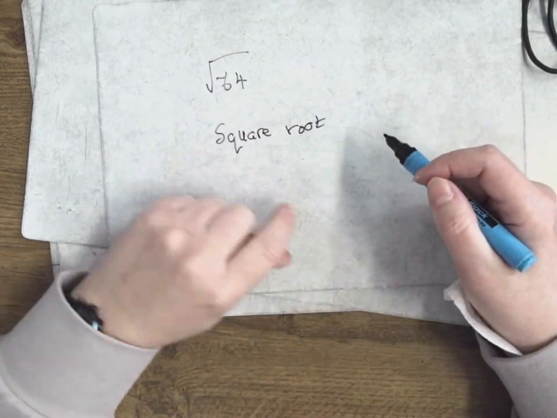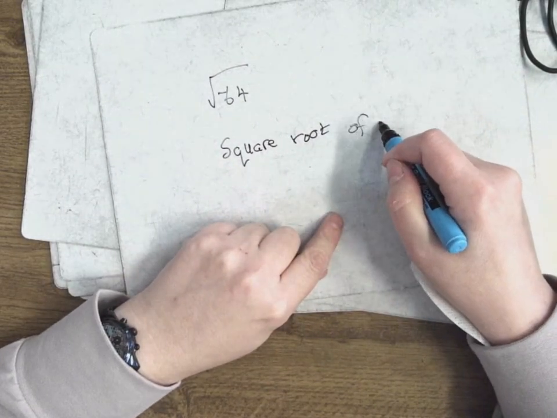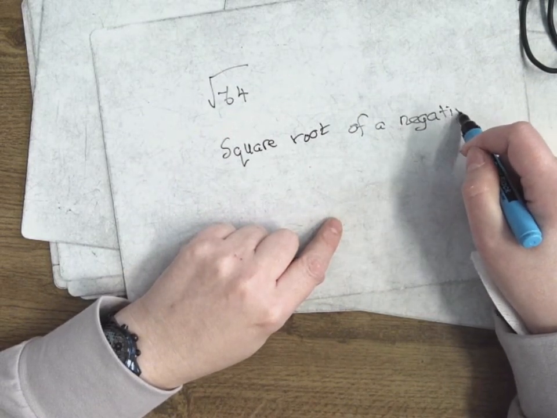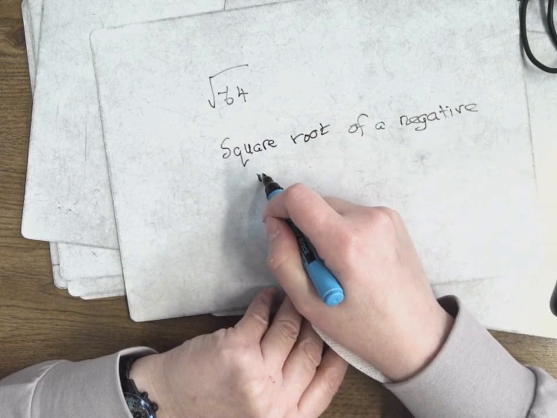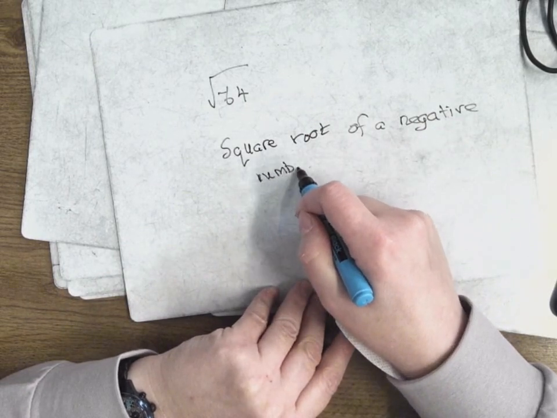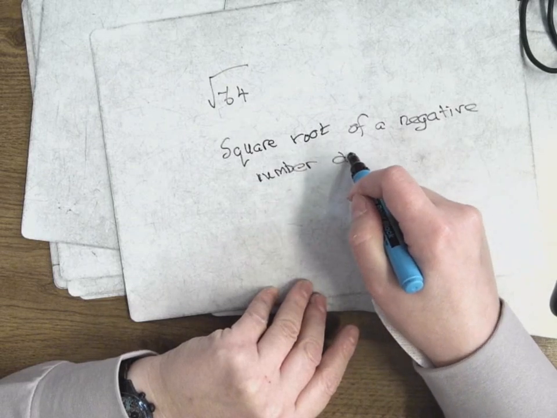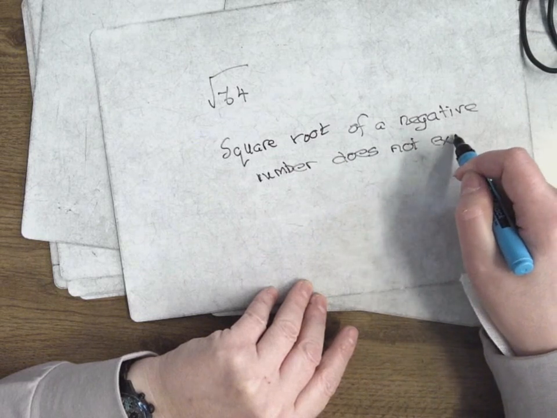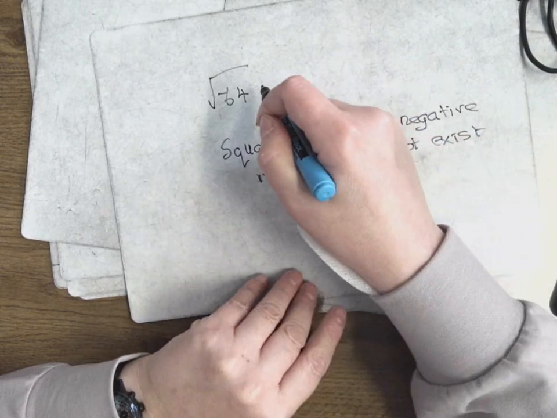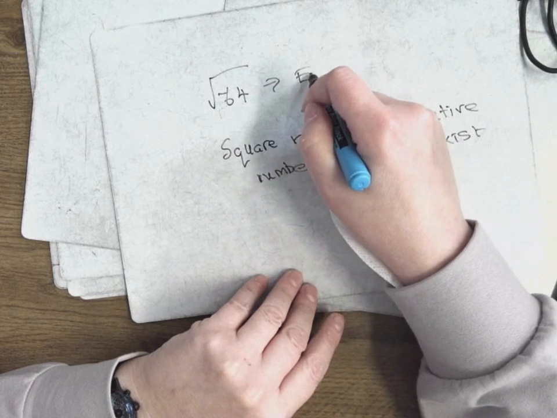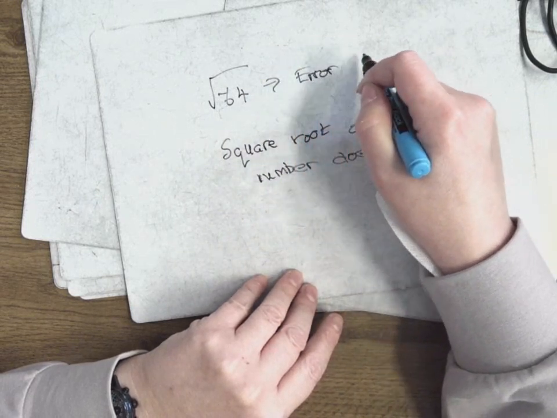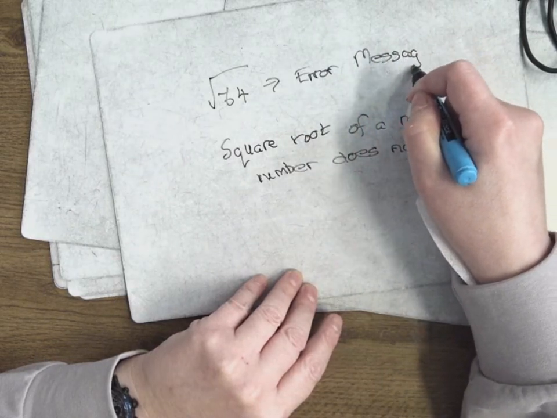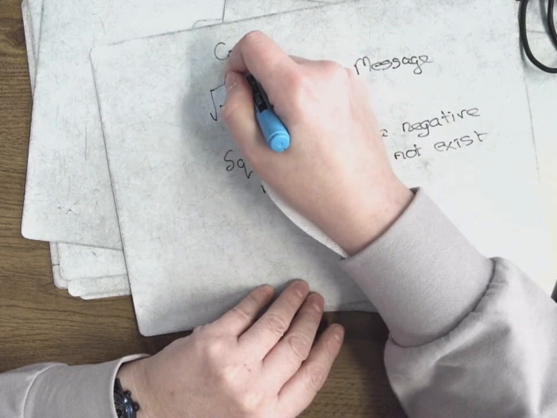Right, okay? So the square root of a negative number, girls, does not exist. It doesn't exist. Does not exist. Okay, so maybe we will do notes. Error message. So this is complex numbers.